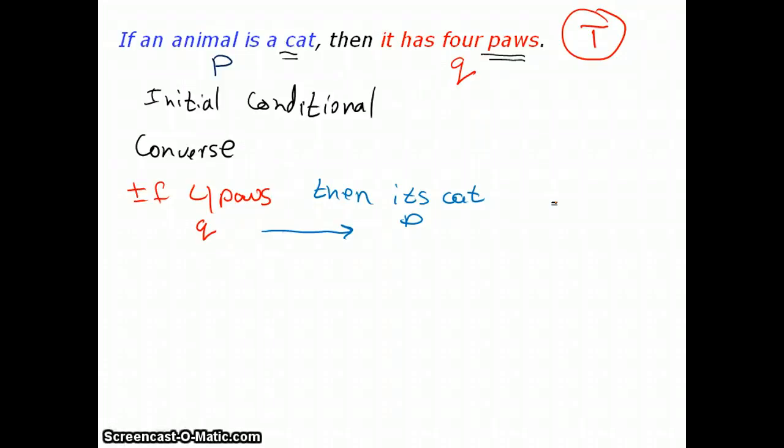Can you find me an animal with 4 paws that's not a cat? Yeah. Dogs, lions, that's kind of a cat. Tigers, bears, oh my.